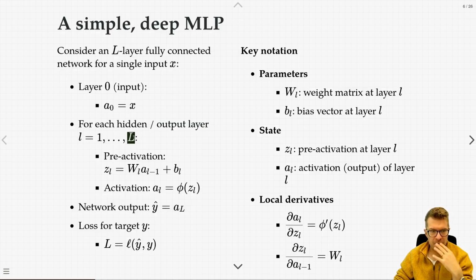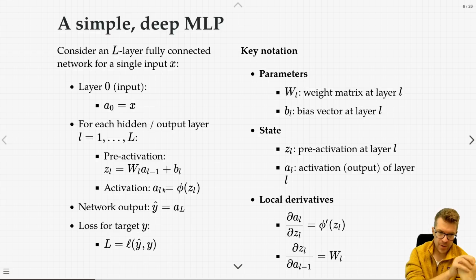For every hidden layer and the output layer, that is layers 1, 2, 3, all the way up to big L, we're going to have a pre-activation. We've seen this many times before. It's just a linear function of the activations of the variables coming into that layer. So the activations at layer l minus 1 times the weight matrix W sub l, plus whatever bias we have in this layer, which is B sub l.